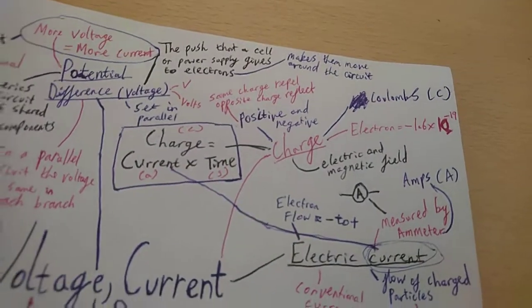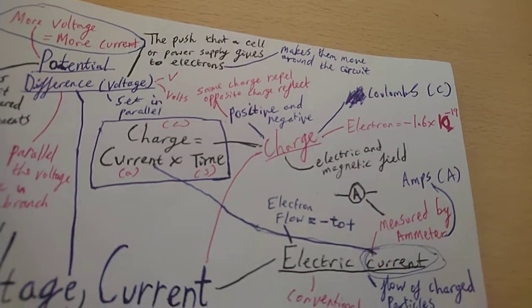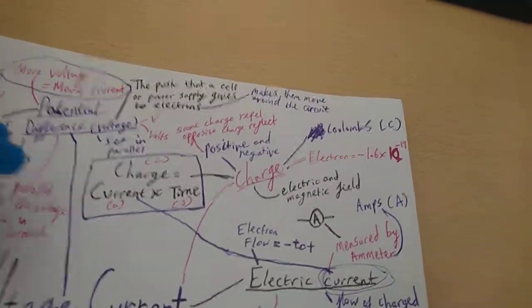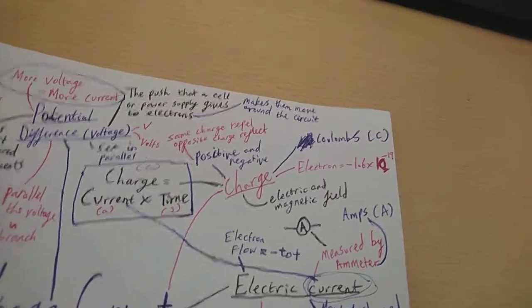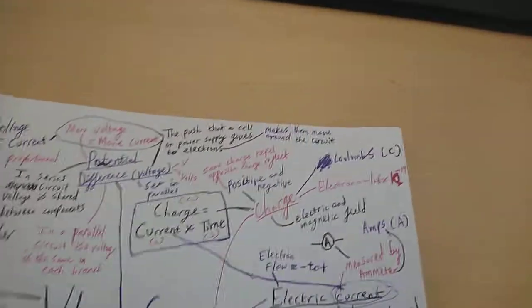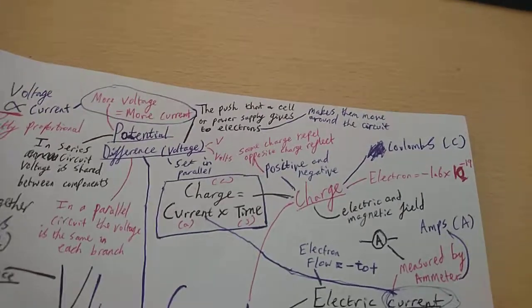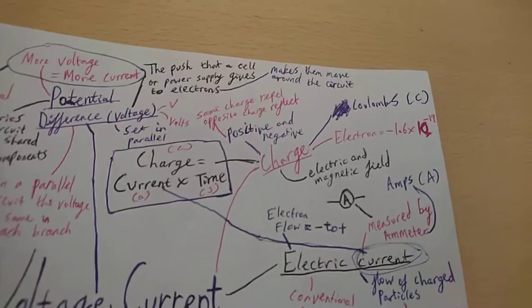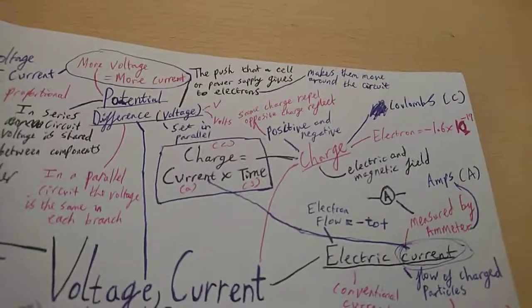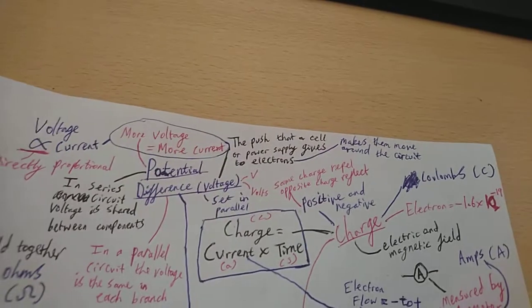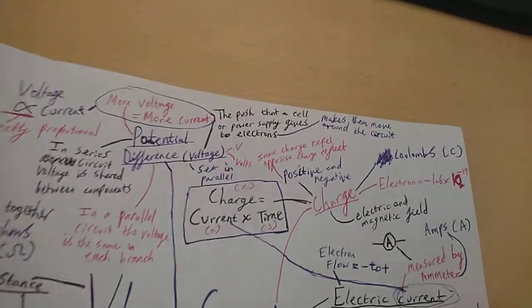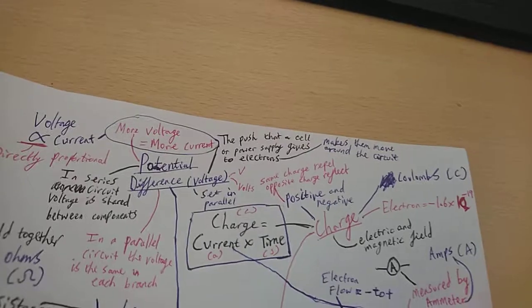Anyway, what links together charge and current? Charge in coulombs equals current in amps times time in seconds. So basically, the charge is the amount of current times the amount of time. So the charge goes up with the time, but the current stays the same. Now, potential difference, voltage. That is the push that a cell or power supply gives to electrons, which makes them move around the circuit. So basically, it's the actual force behind making the electrons, charged particles, move around the circuit. It makes everything move, basically.